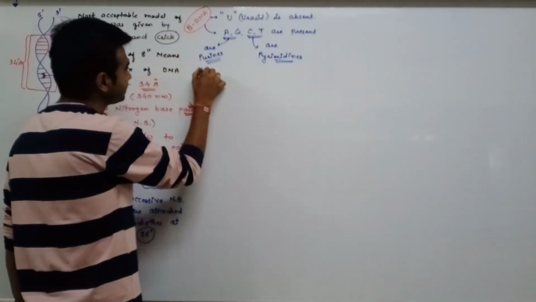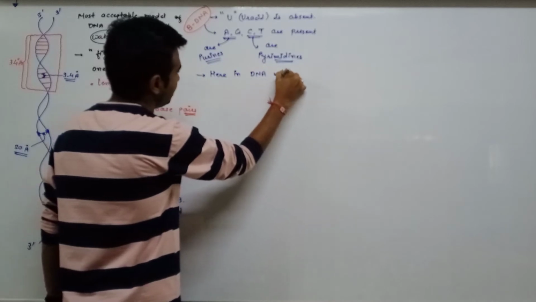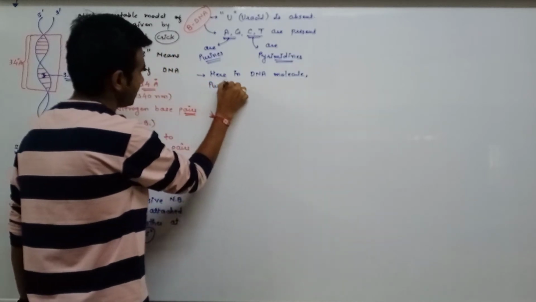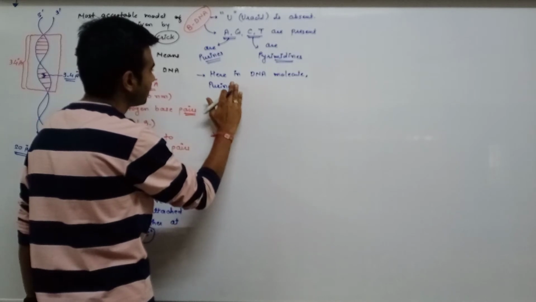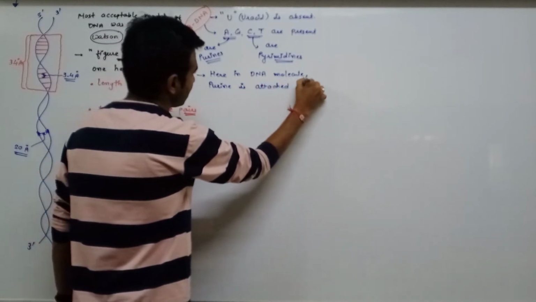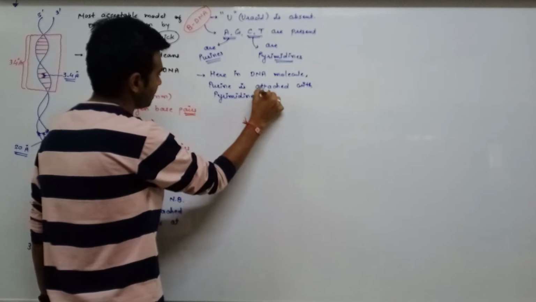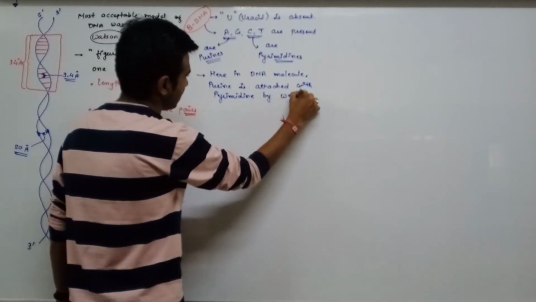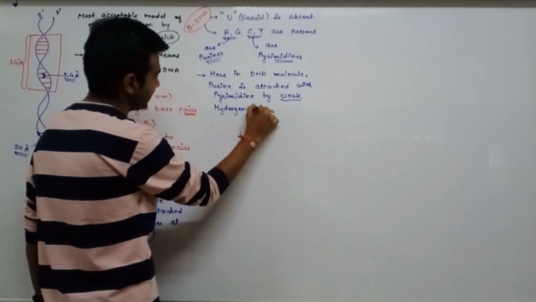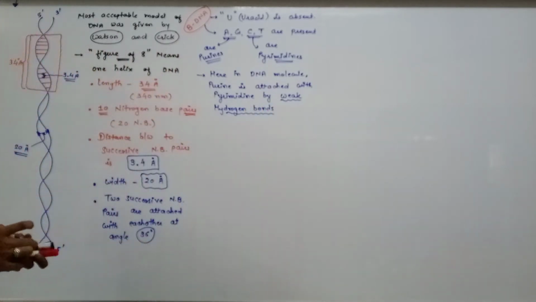Okay, so here in the DNA molecule, purine is attached with pyrimidine by weak hydrogen bonds. Now you remember this.